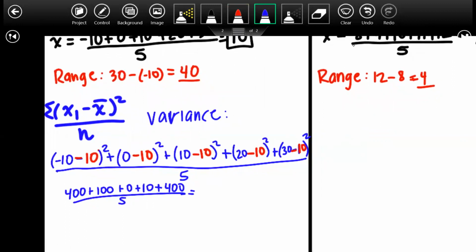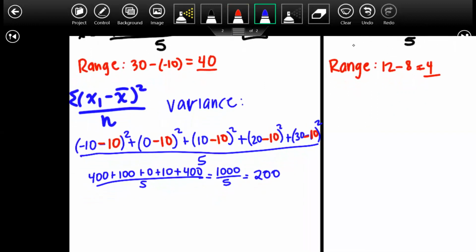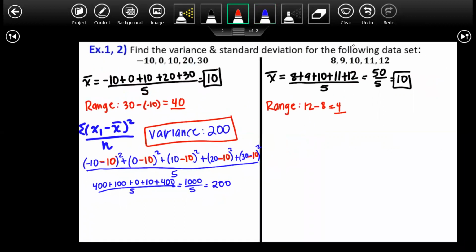If you plug those into a calculator, we should get 1,000 over 5, which is going to be 200. So the variance is going to be 200. This is going to help us solve for the standard deviation. Again, we expect the variance to be quite high because the numbers are more spread out on our range and on the number line from the data points.